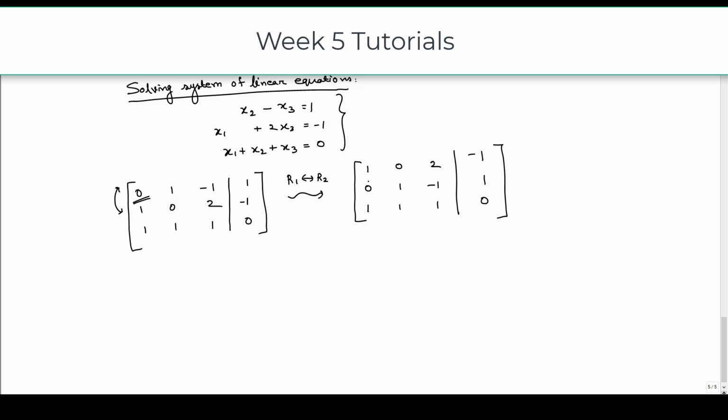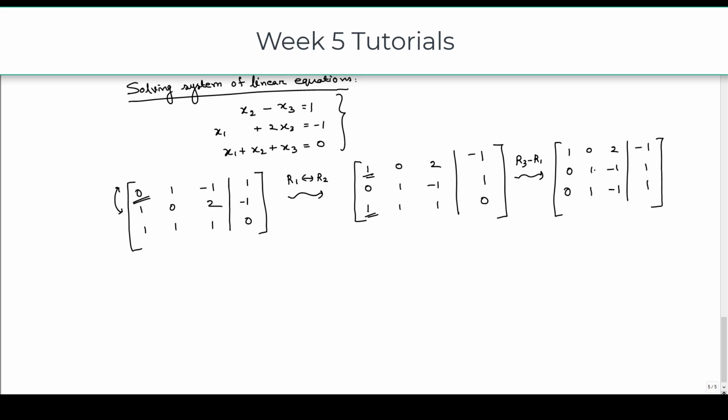Now we have to make all the elements in the first column 0 except this pivot element. In the second row we already have 0, so we have to make this one 0 which is in the third row. So we have to do R3 minus R1. The first two rows will remain the same and the third row will become 0, 1, minus 1 and 1.